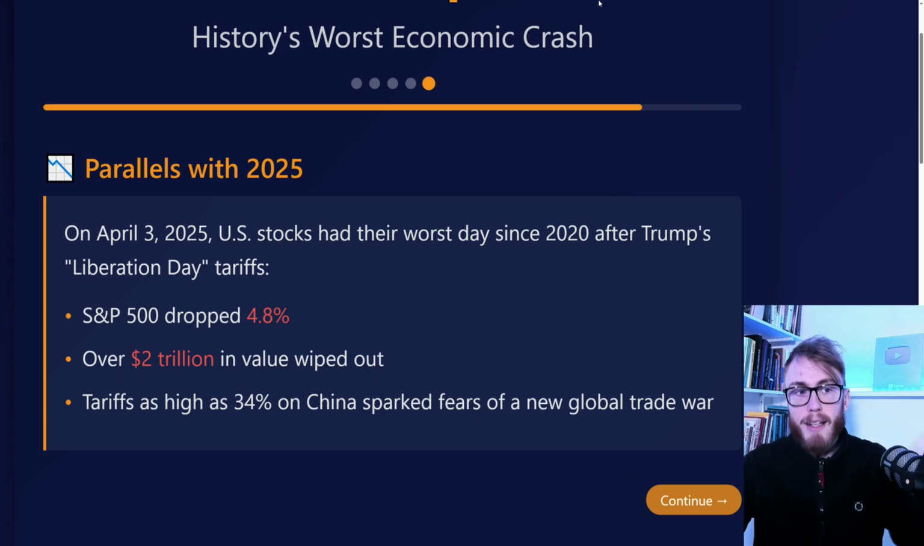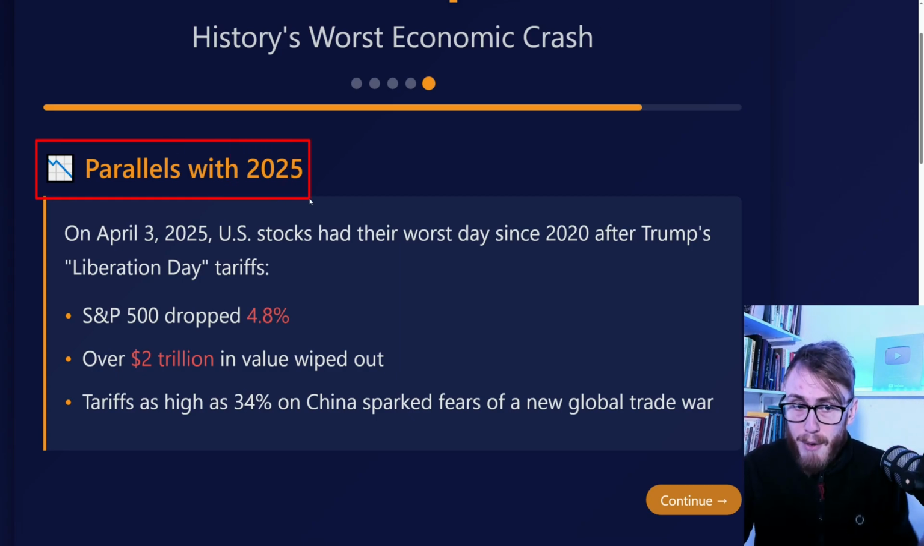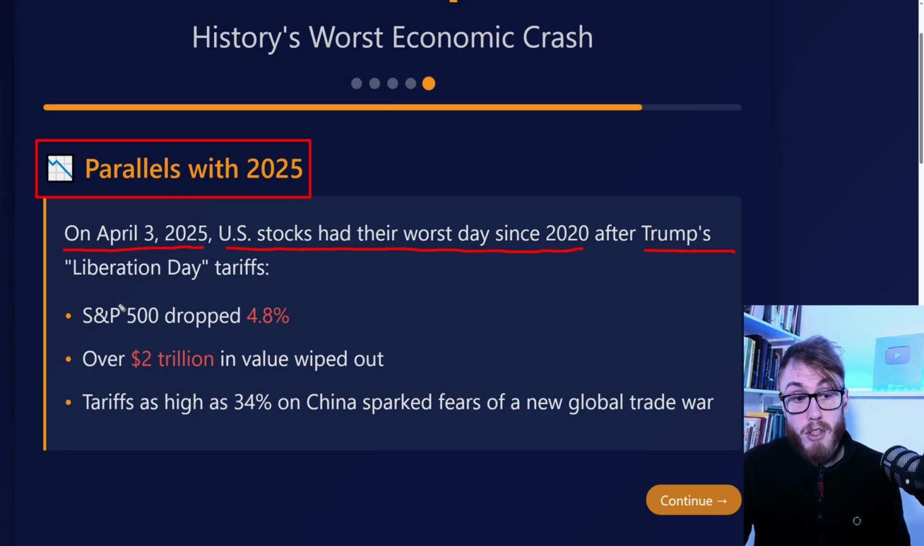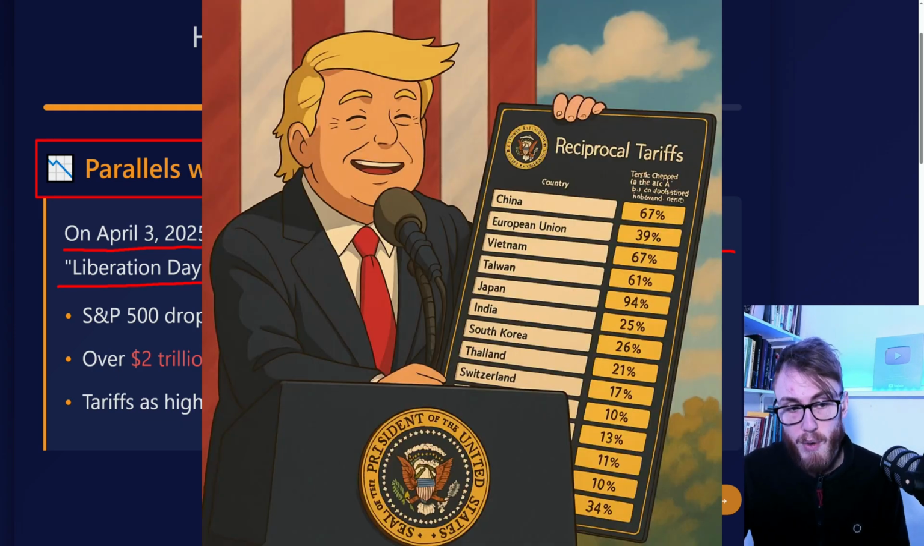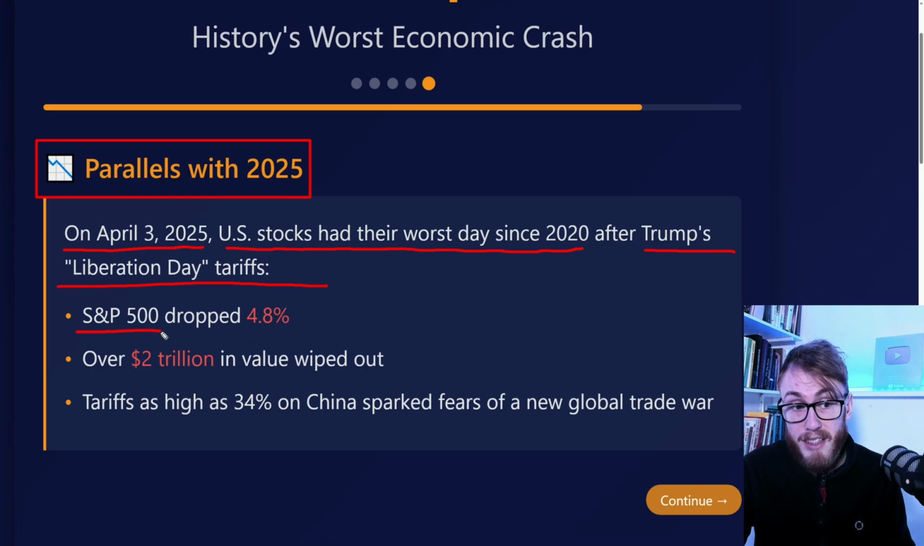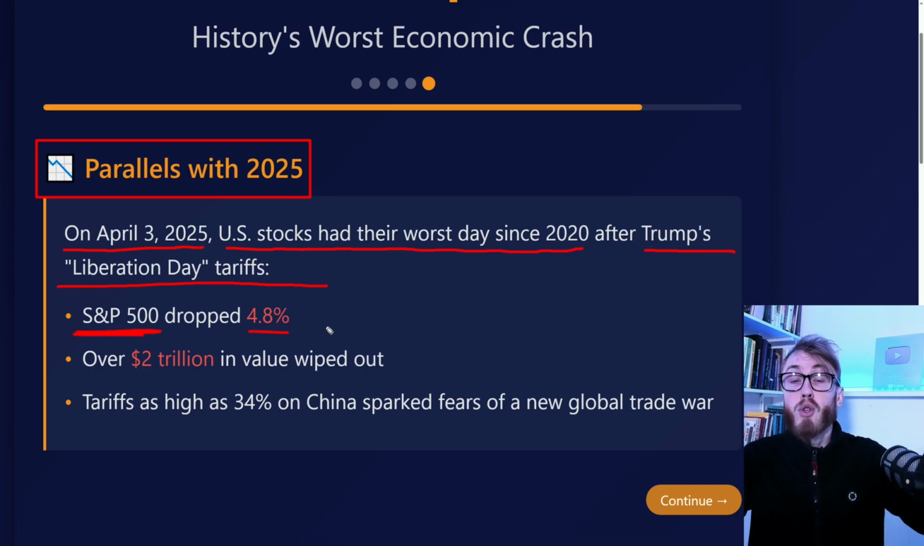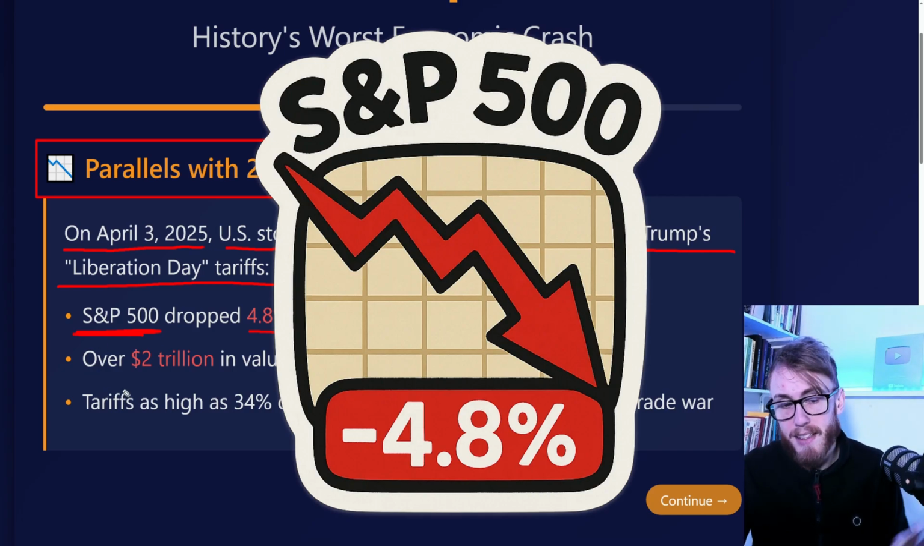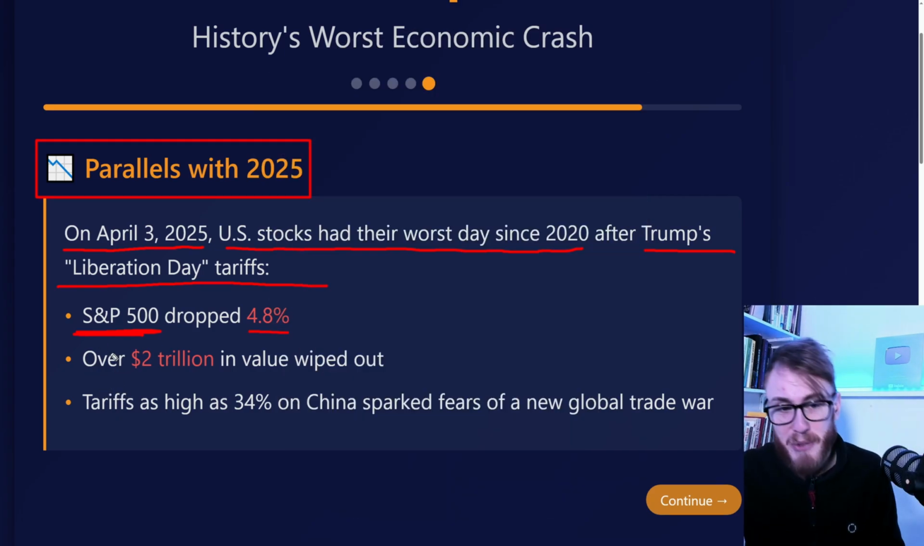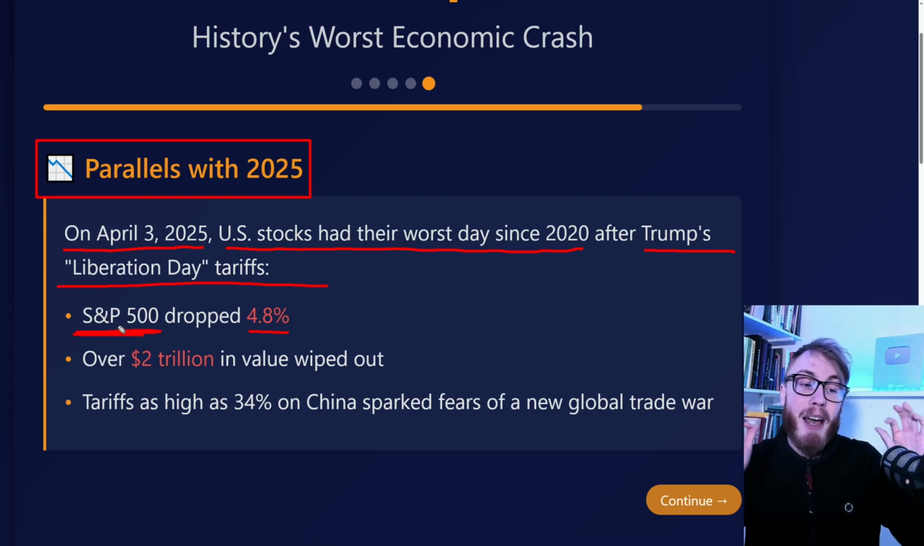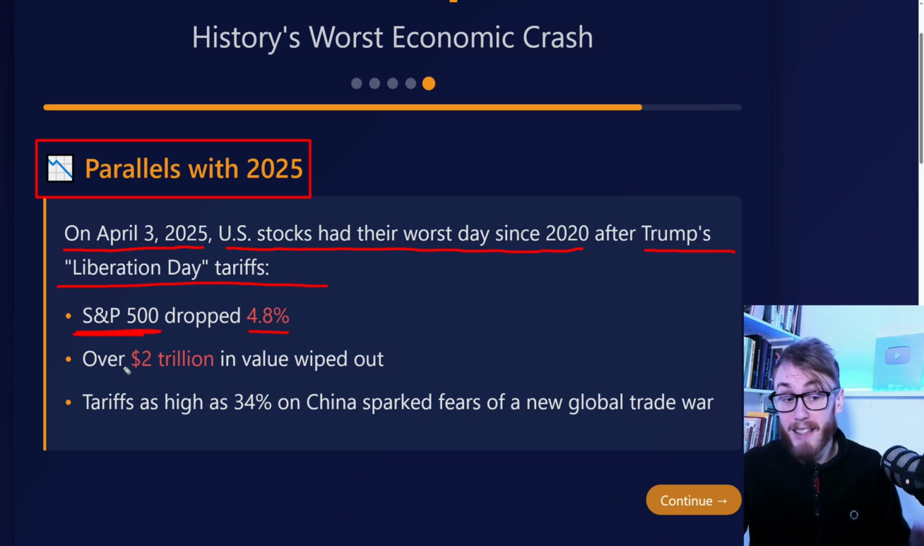But all right, so now I want to dive a little bit deeper here and talk about the similarities between the Great Depression and the time we are in right now, 2025. So for context, yesterday, on April 3rd, 2025, the US stock market had its worst day since 2020. And this was after Donald Trump's Liberation Day tariffs. And here are some statistics. The S&P 500, the largest stock market index in the world, dropped 4.8%. That is massive. It might not sound massive. Maybe you are a crypto trader, then this is like a daily normal thing for you. But having the stock market drop almost 5% is a lot.